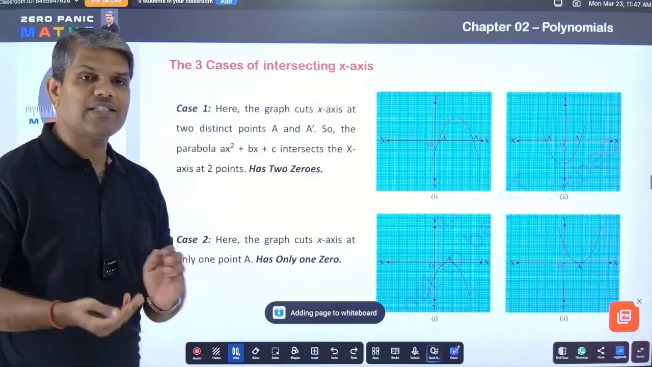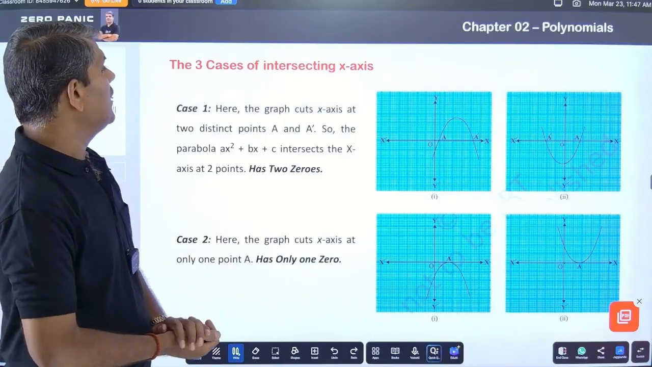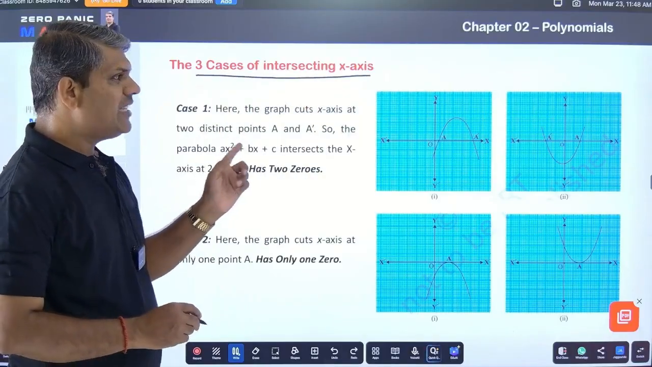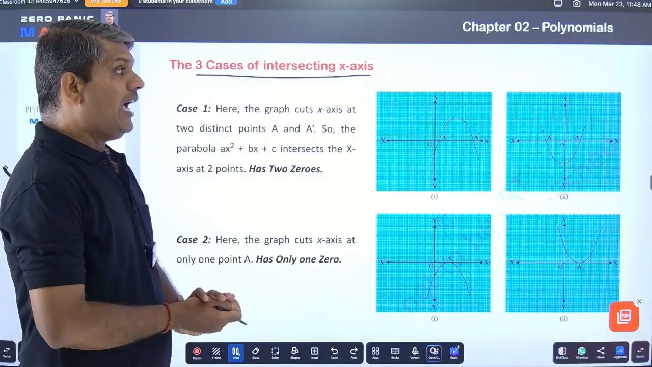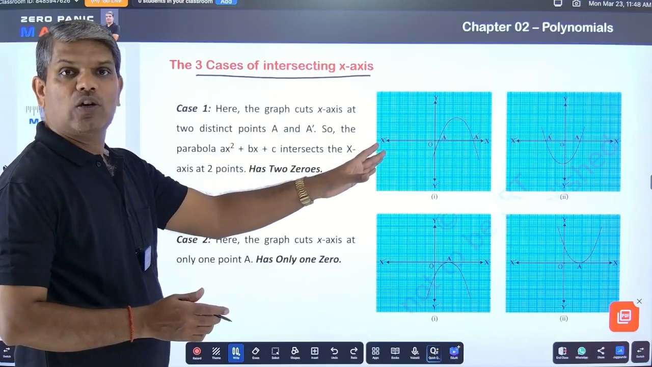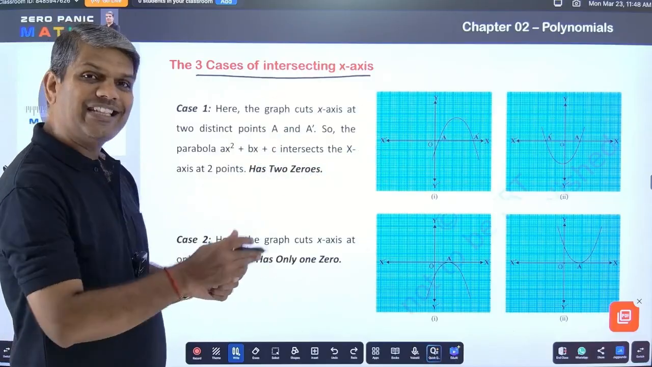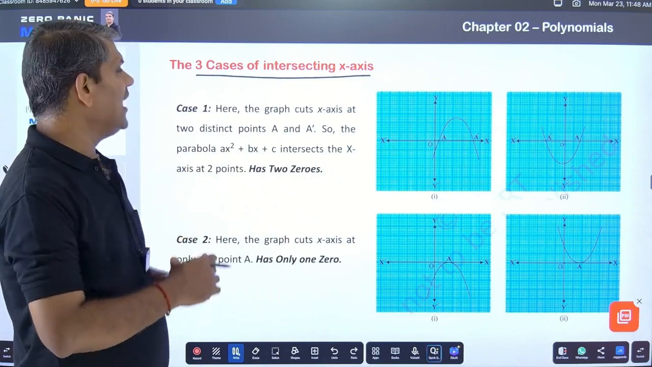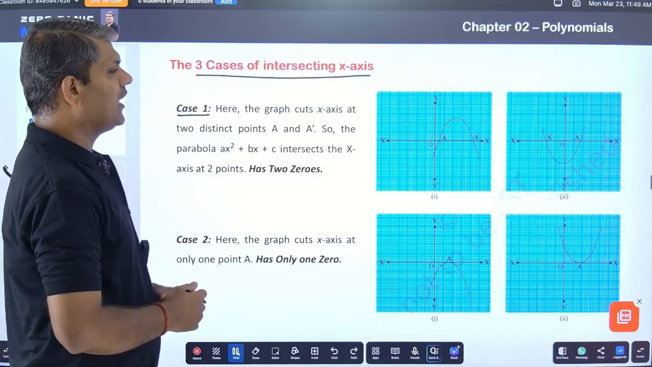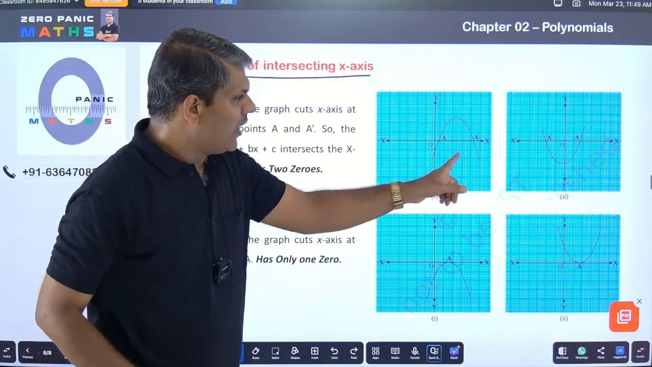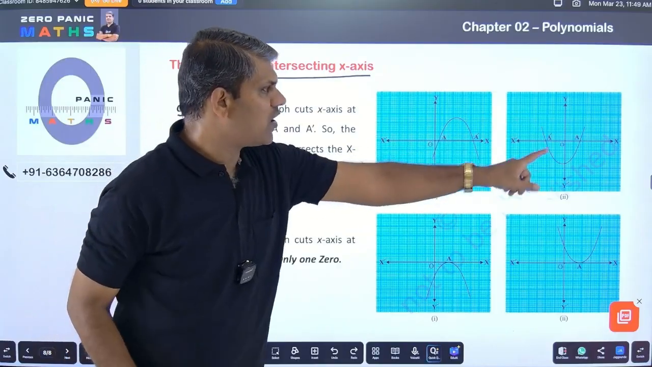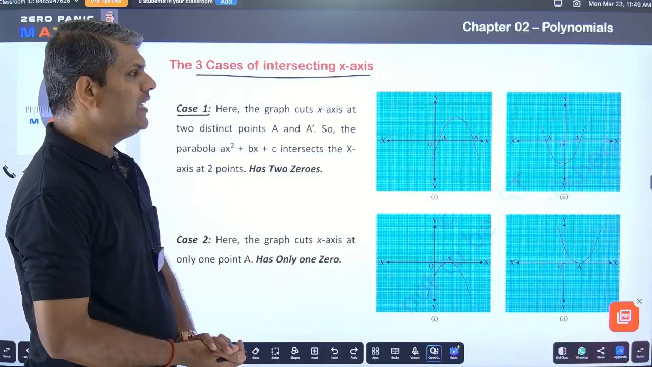Now let us verify some of the important cases of intersecting the x-axis. Here in this section, we are going to see the different ways in which the parabola representing the quadratic equation is going to cut the x-axis or intersect the x-axis. So what is that? The case one.